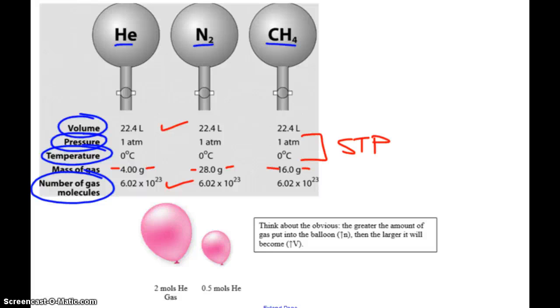And think about the obvious. The greater the amount of gas put into the balloon, the larger it will become. So there's a direct relationship there between more particles, larger volume. All right, so that just goes over some of the thinking that we'll be encountering.